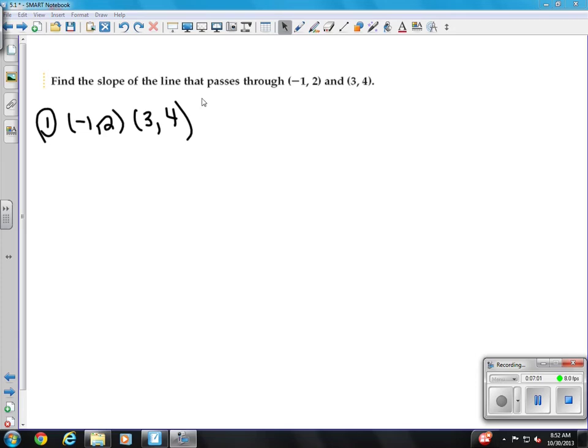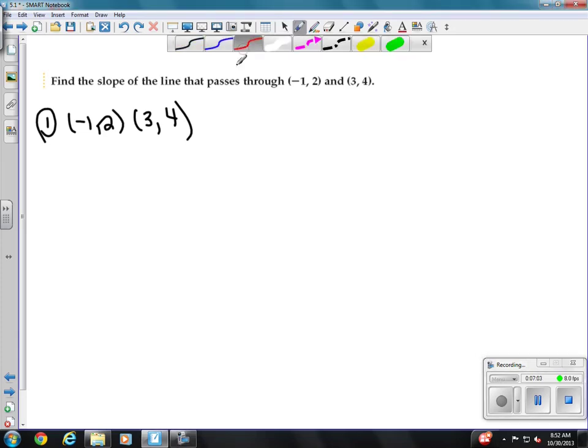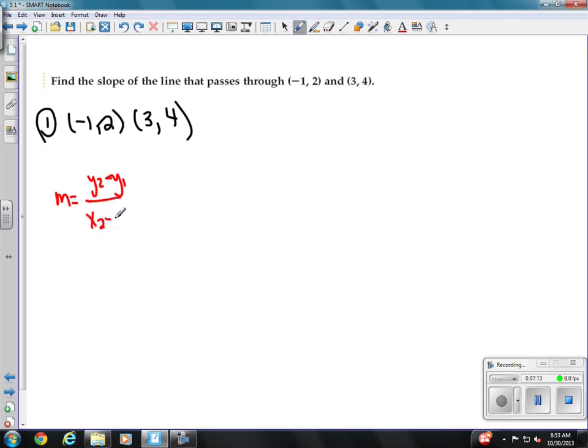Okay, so whenever we see our 2 ordered pairs, we're automatically going to know that since it's not a graph, we're going to have to use our slope formula. So m equals y2 minus y1 over x2 minus x1. So then we're going to come up here to our ordered pairs and label them x1 because it's our first x value, and y1 because it's our first y, then x2, y2. And then we're just going to plug in our values.